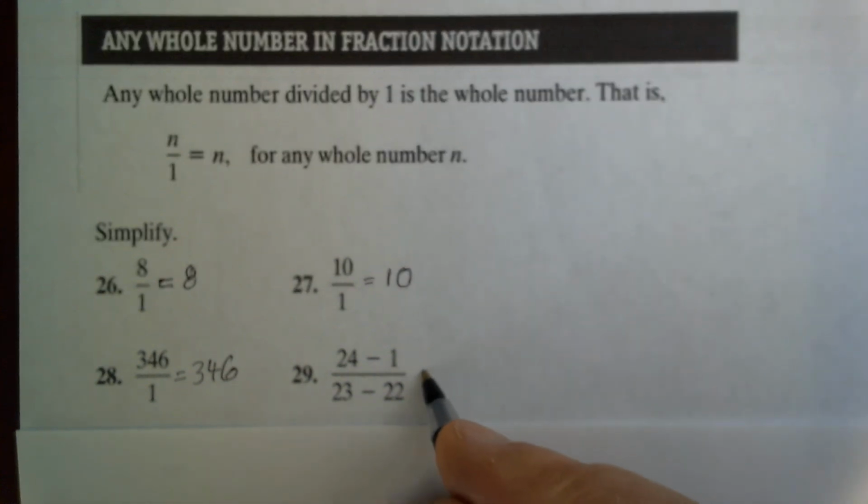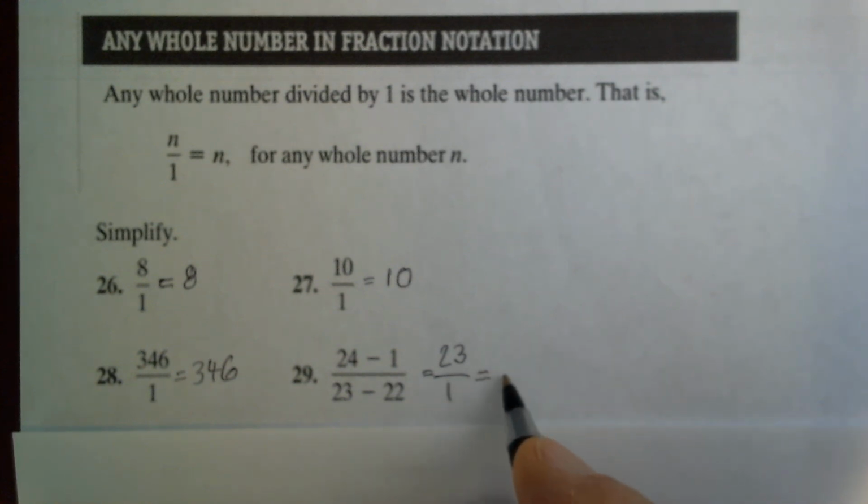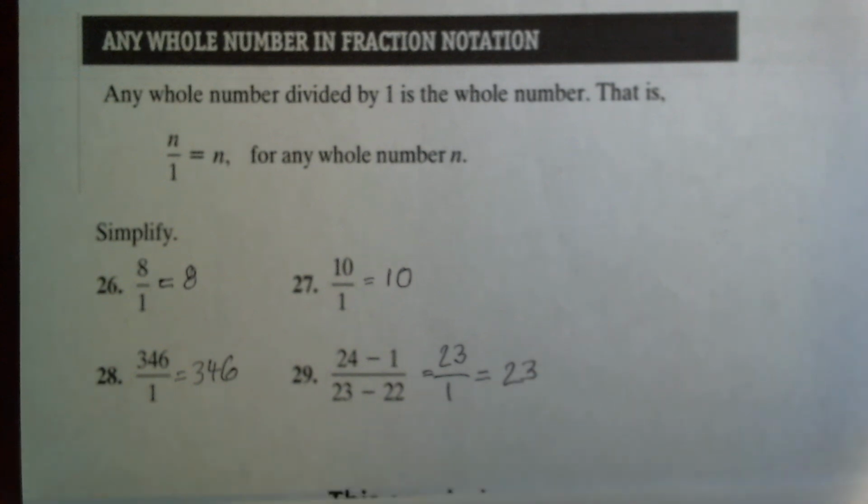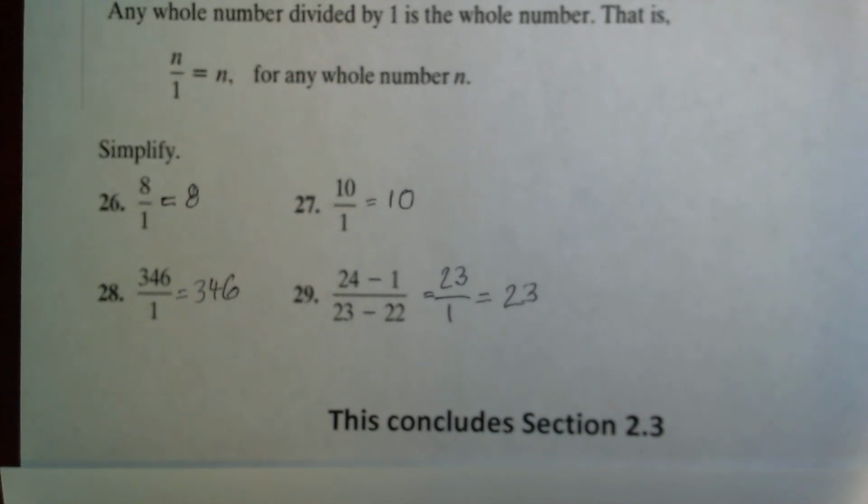Here we need to do a little bit of work. 24 minus 1 is 23. And 23 minus 22 is equal to 1. So 23 divided by 1 equals 23. And this is the conclusion of section 2.3.